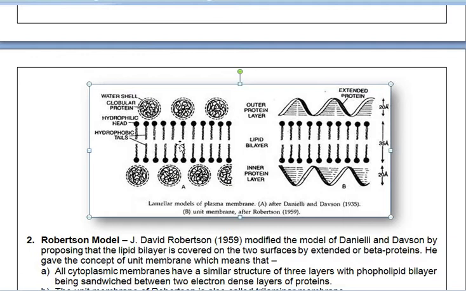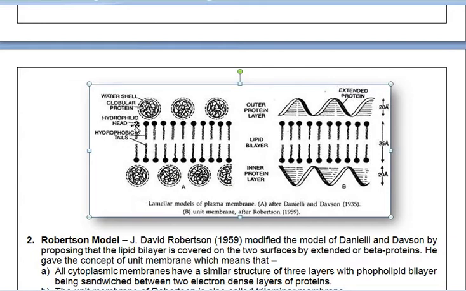That was the first lamellar model, proposed by James Danieli and Davson in 1935, on the basis of their physiological studies. According to Danieli and Davson, a biomembrane contains 4 molecular layers. Here you can see there is a protein layer, then a phospholipid bilayer, and then again a protein layer. They explained that these are globular alpha proteins.